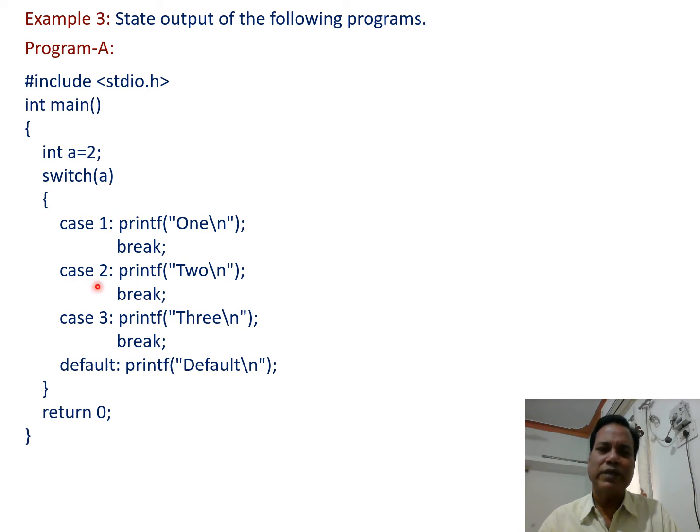So when case 2 is satisfied, what is written? The statements written in case 2 are going to be executed. So the printf statement prints the 2 on the output screen, and then the break statement takes the control out of the switch statement. So whenever this program is run, we get the output 2.